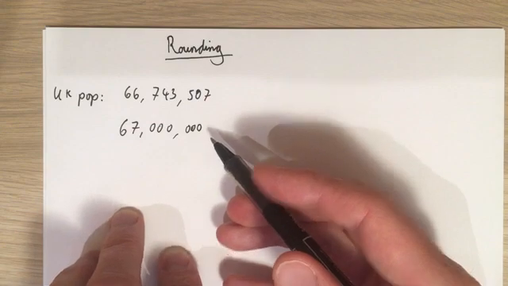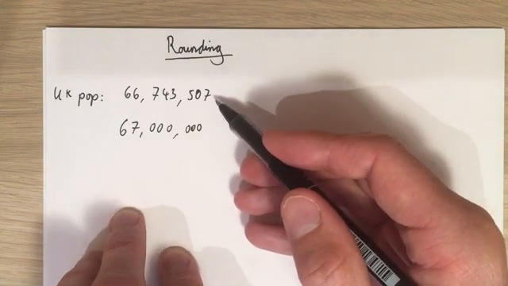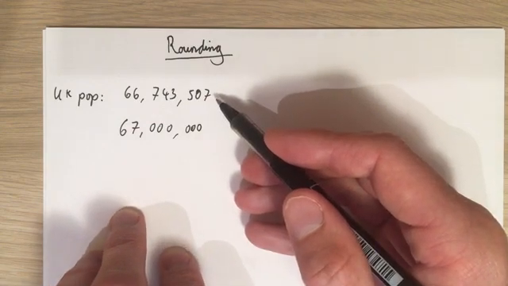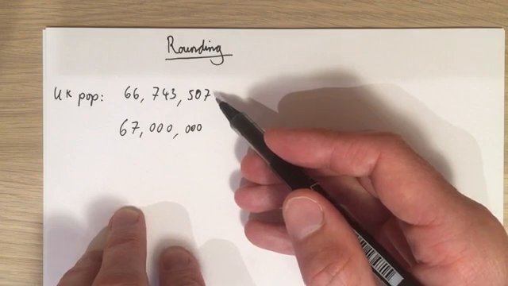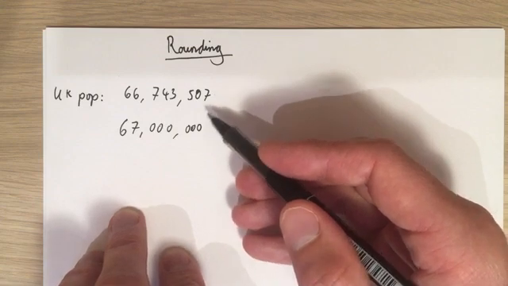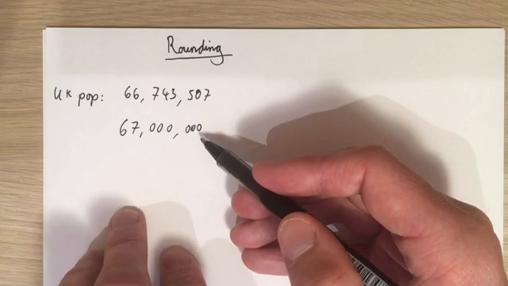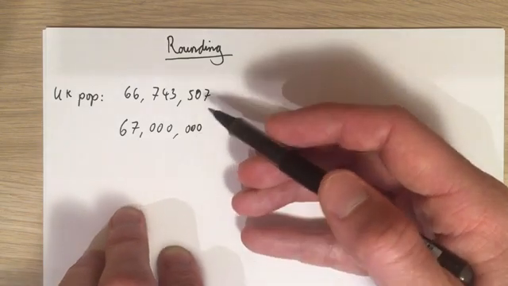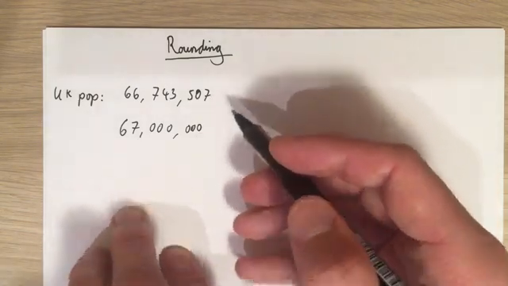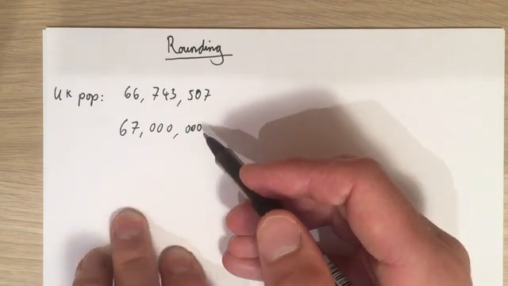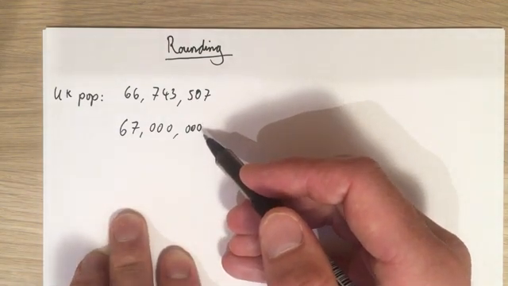So what have I done? I have rounded this silly number which is wrong. It tries to be too accurate, to this number which is accurate and sensible. I mean, no one needs to know the exact number of the UK population. Knowing there's about 67 million is enough for most purposes.